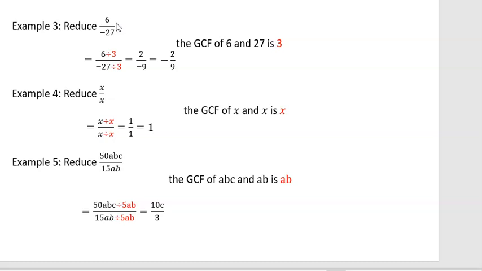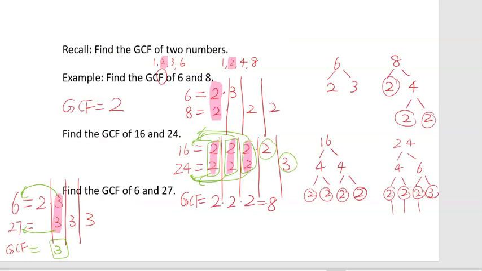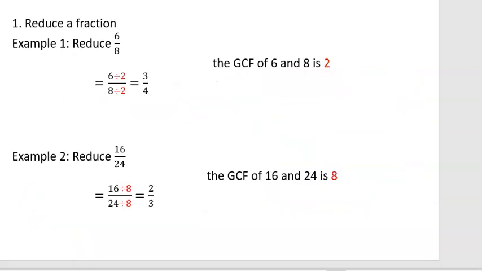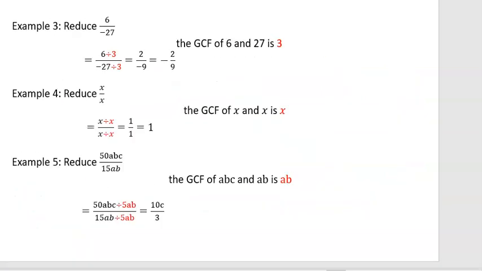And we can do the same thing. We already know the greatest common factor of 6 and 27 is 3. So we're going to divide both the numerator and denominator by 3. 6 divided by 3 is 2. Negative 27 divided by 3, negative divided by positive is negative. So we got negative 9.